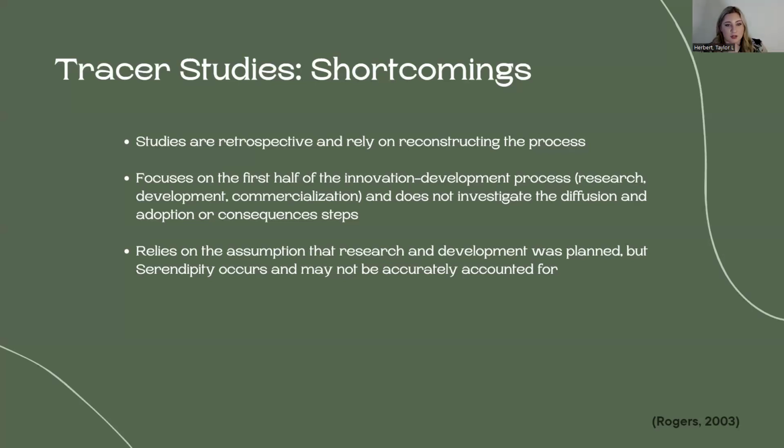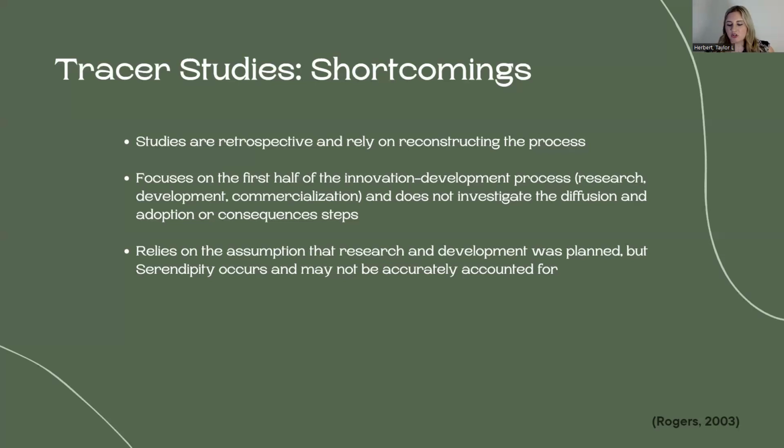So the next shortcoming is that the tracer studies focus on the first half of the innovation development process. That is the research step, the development step, and commercialization. But no tracer studies have gotten to where they investigate the diffusion and adoption step or the consequences step. And that can really be misleading as well, because those are also huge parts of the process. One could argue those are some of the largest and most important parts. So those things really need to be researched as well when taking into consideration how the process goes.